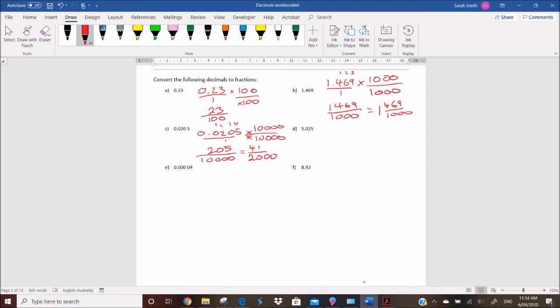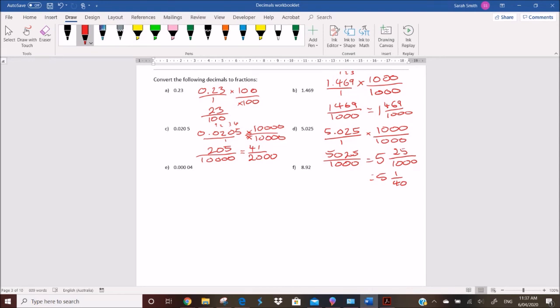Over in D, we have 5.025 over 1. We're going to multiply our top and our bottom here by 1,000. That will give us 5,025 over 1,000, which will give us 5 and 25 over 1,000. Now 25 over 1,000 will give us 1 over 40, because 25 goes into 25 once, and 25 goes into 1,000 40 times.